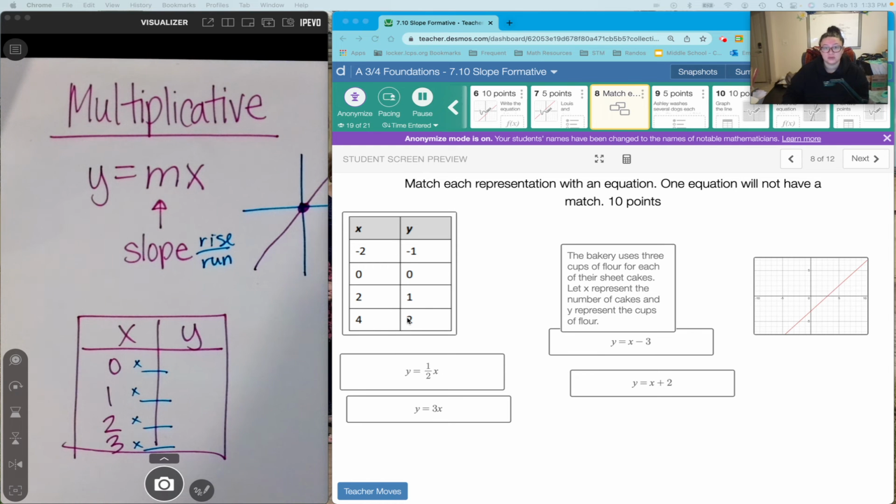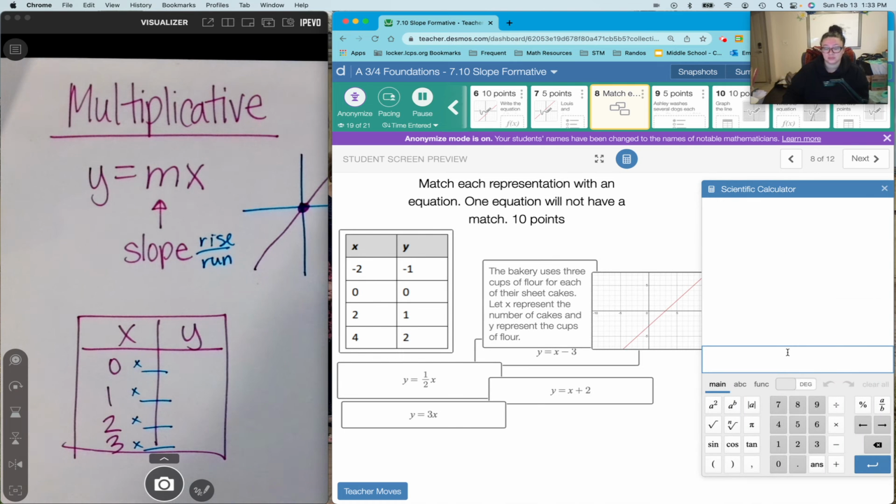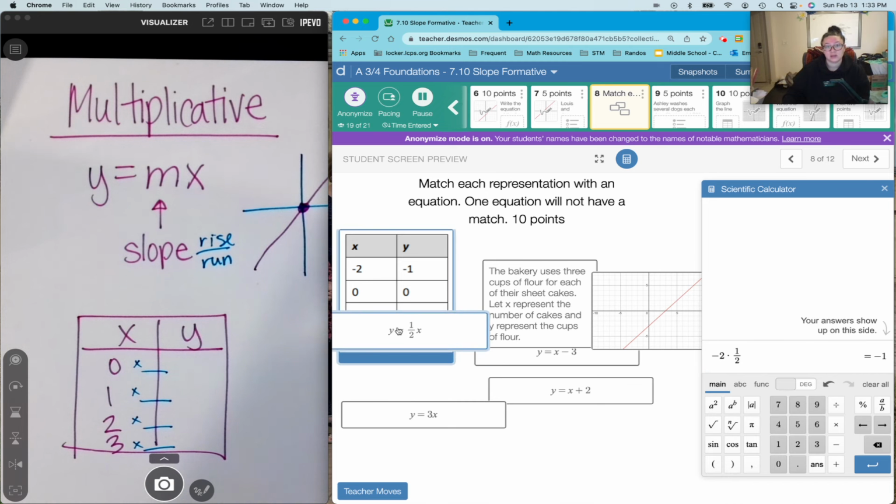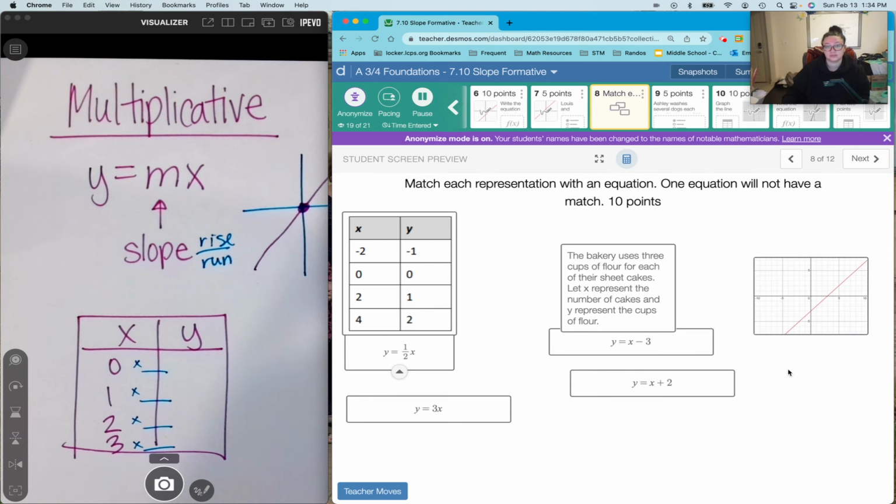Is 4 times 3 2? No. Is 2 times 3 1? No. So let's see if 1/2 works. 4 times 1/2, if I plug that in my calculator, 4 times 1/2 is 2. Oh, that works out. I'm just plugging in my x and multiplying my x times 1/2. 2 times 1/2 gives me 1. -2 times 1/2 gives me -1. So I know those two things are going to match up together.